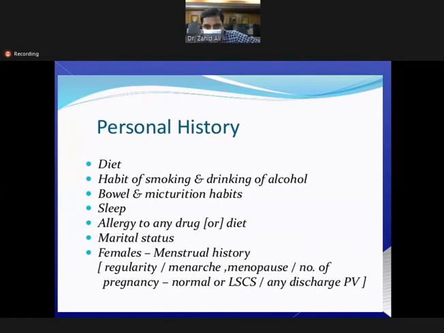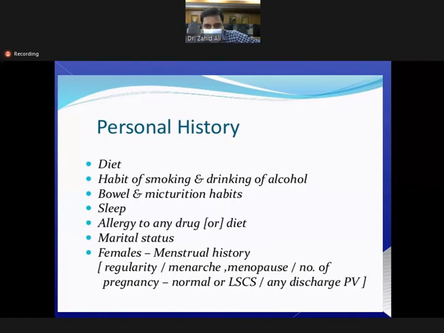Then bowel and micturition habits, sleep, and any history of allergies, because you know that most of the time patients are allergic to the penicillins or cephalosporins. This gives you a clue that while prescribing medication, you should avoid all these drugs. Then marital status should be checked. And finally, in females, you have to ask about the menstrual history. That should be very, very important for you to remember.